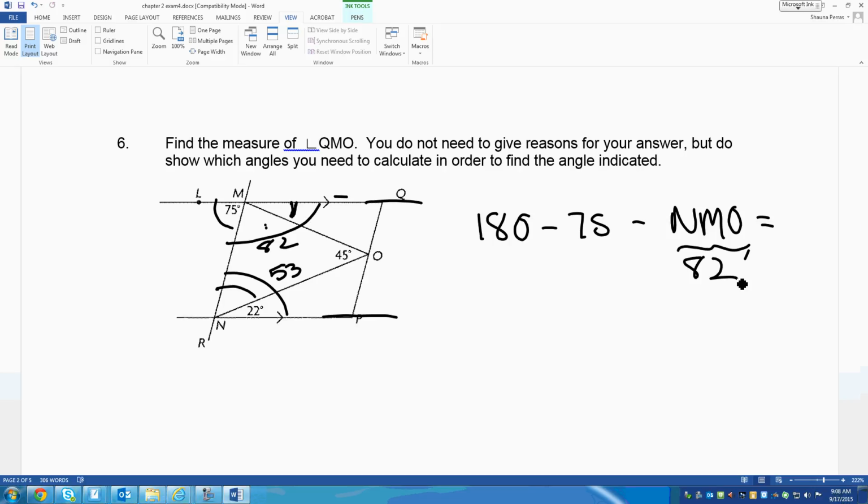So a couple steps in there, okay? But lots of people made a mistake and just called this angle 75. You have to really look at the parallel lines, right? The parallel lines, you have to go all the way to the edge of the parallel line. You can't just jump halfway, okay?